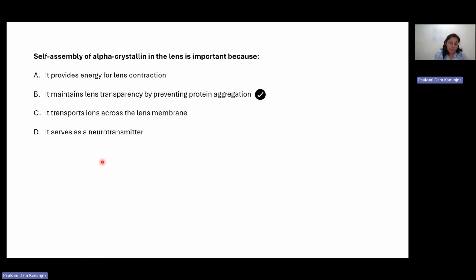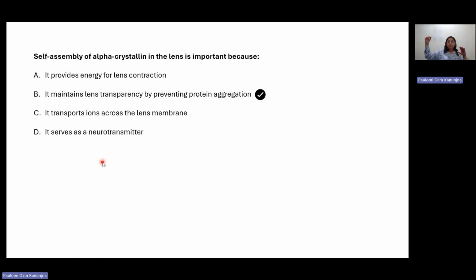We'll see why. So alpha crystallin is basically a molecular chaperone. The crystallin protein is a heat shock protein, and it is basically a molecular chaperone. A chaperone is something that aids other proteins. So alpha crystallin binds to unfolded or partially folded proteins, and doesn't let them aggregate, right? So they are nicely arranged.